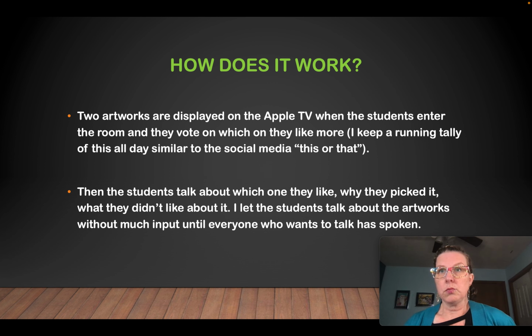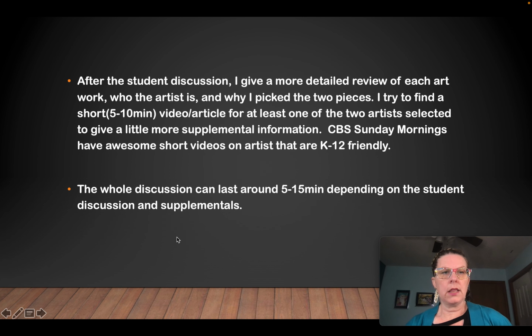And it has worked pretty good because it's not confined to a critique type of setting. It's just an open discussion. So once anybody who wants to has talked, and usually I get all but a few kids who will be open to speak about why they chose the one they chose, then I will give a more detailed review of each of the artworks.